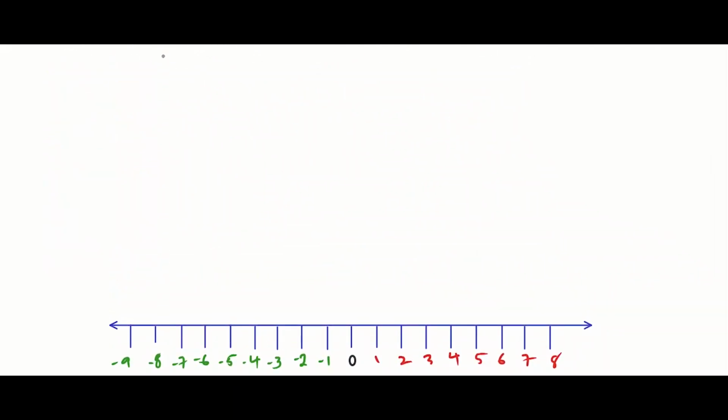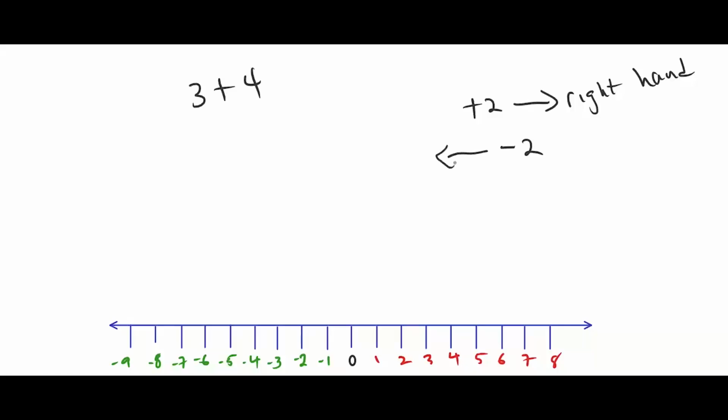Here, we want to do 3 plus 4 using the number line. There's one thing you need to understand when you are using a number line. If you have positive 2, it means you take 2 steps to the right hand side. But if you have minus 2, then you take 2 steps to the left hand side.